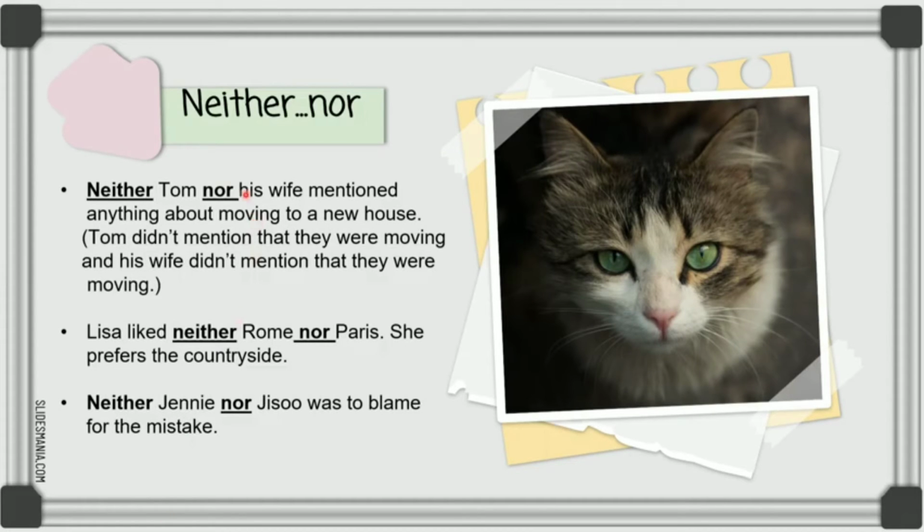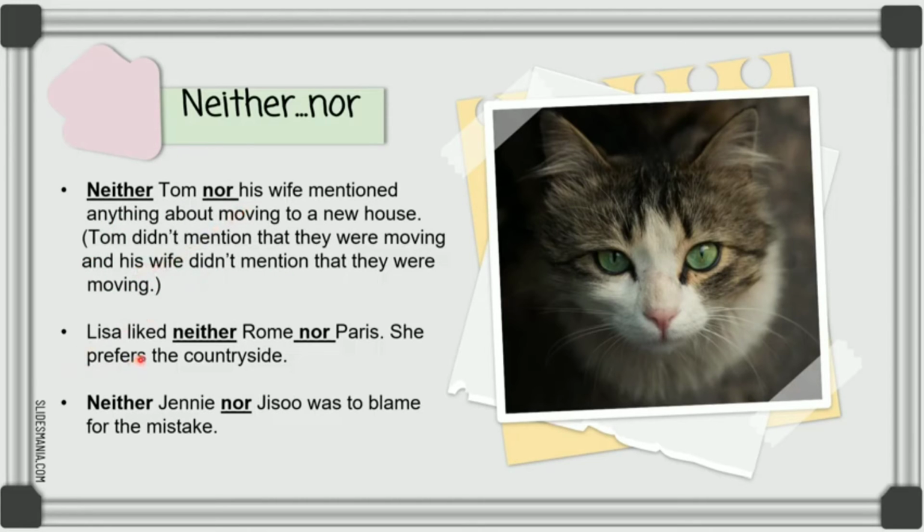Next, neither nor. The first sentence, neither Tom nor his wife mentioned anything about moving to a new house. So for this sentence, Tom didn't mention that they were moving, and his wife didn't mention that they were moving. So both Tom and his wife didn't mention anything about moving to a new house. So here we can see that in this sentence, it connects two or more negative alternatives. So here we must use neither nor. We cannot use either or.